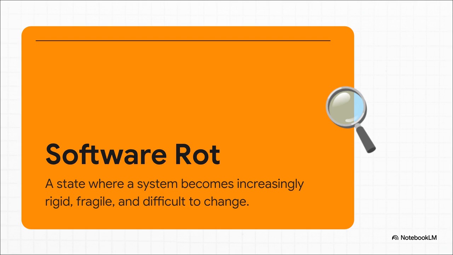First, there's rigidity. That's when you try to make one tiny, simple change, and suddenly you have to update a dozen other files. It's like pulling on a single thread, and the whole sweater starts to unravel. Then you've got fragility. That's when you make a change over here, and for some reason, something totally unrelated breaks over there. It turns development into a slow, expensive, and let's be honest, pretty demoralizing process.